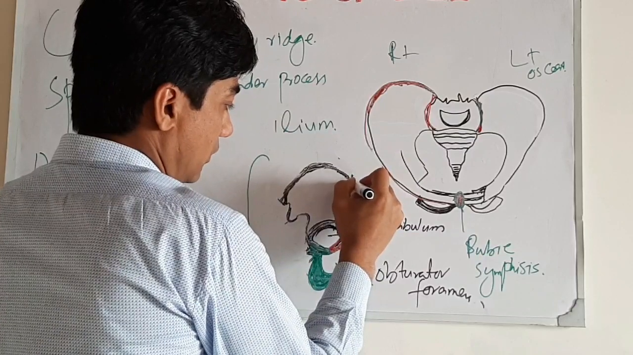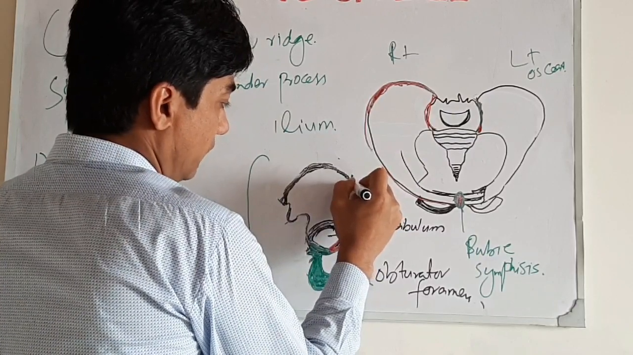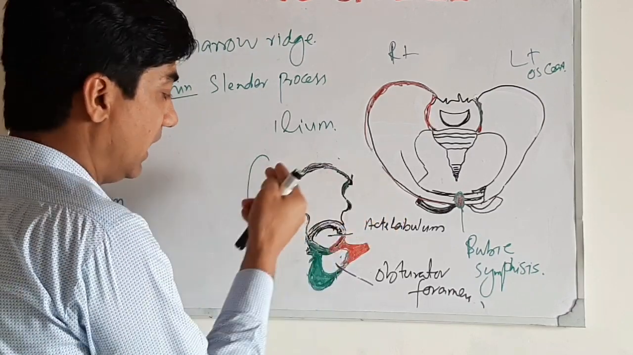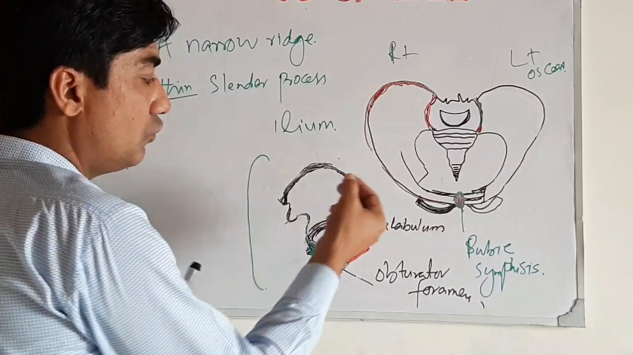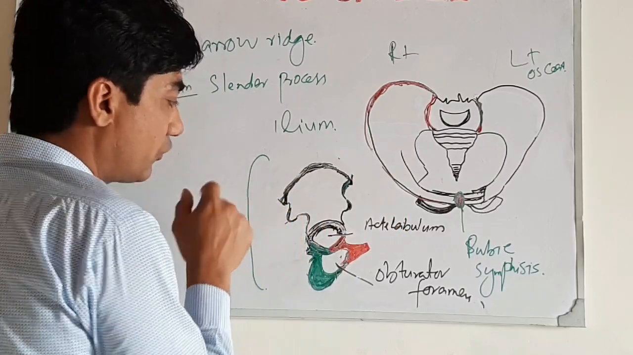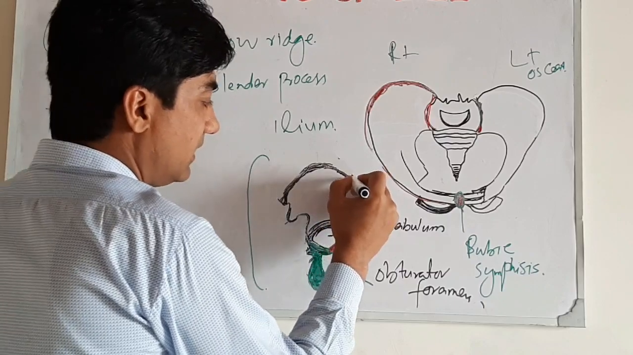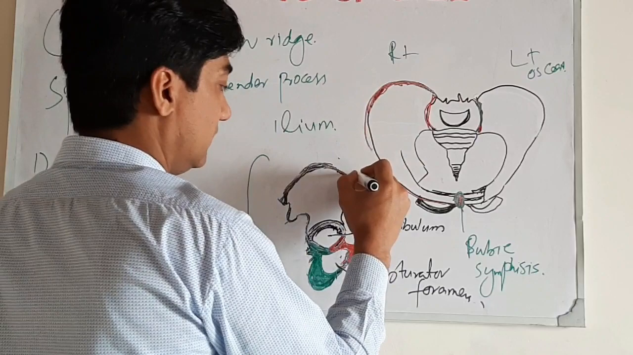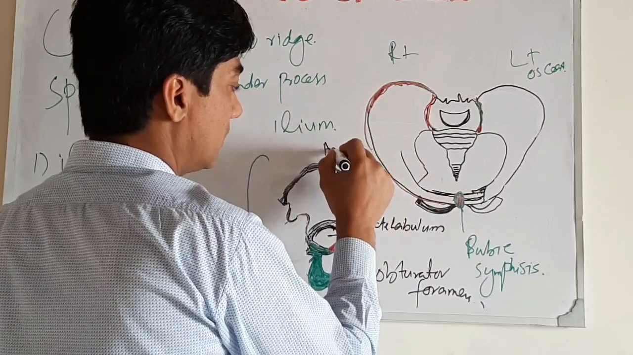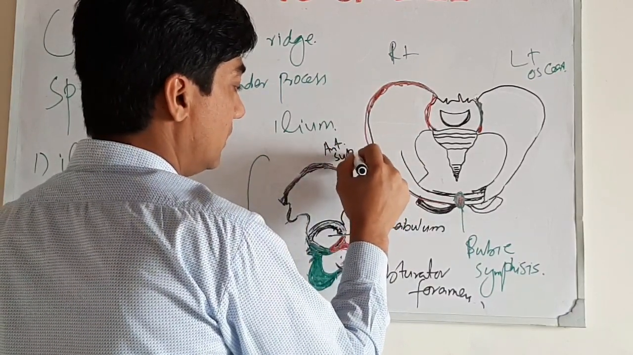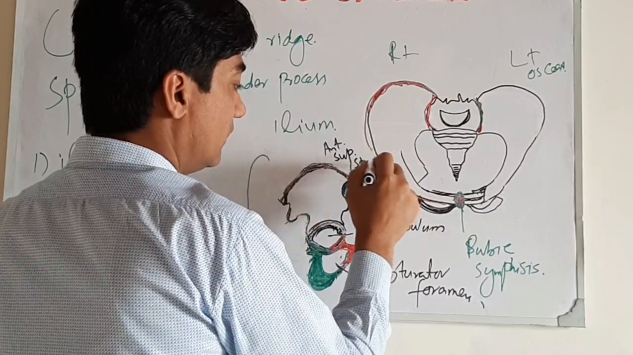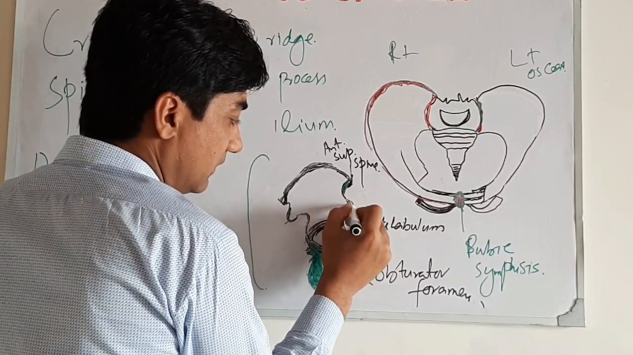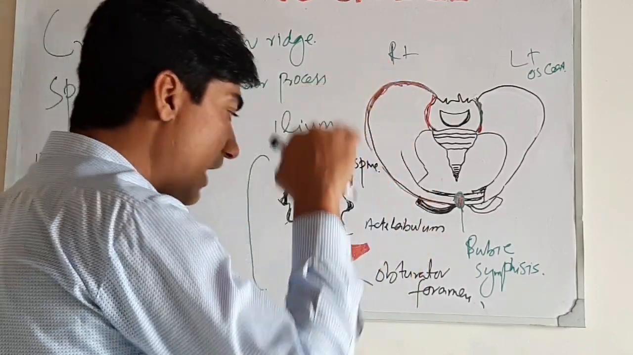In the iliac bone there are four spines. This is the anterior portion and this is the posterior portion. Two are anterior and two are posterior. At the anterior side, there is a spine called the anterior superior spine. And the second one is called the anterior inferior spine.